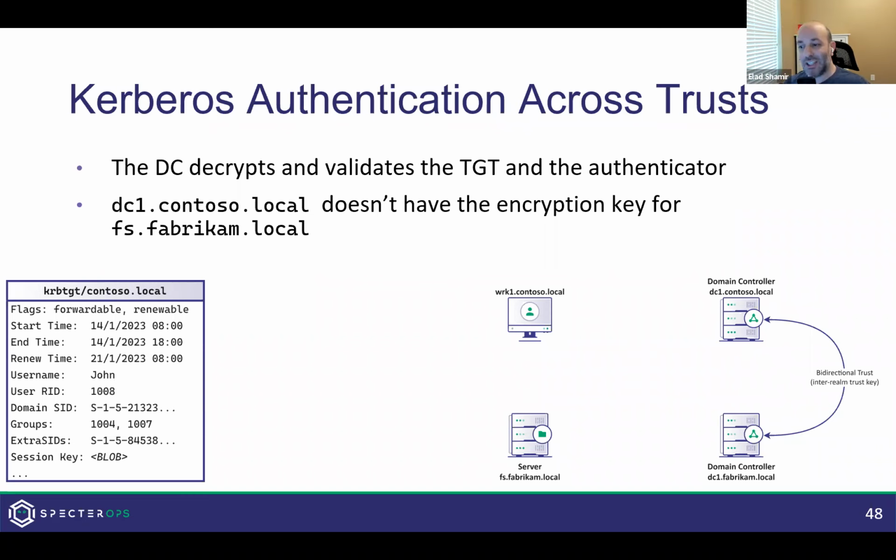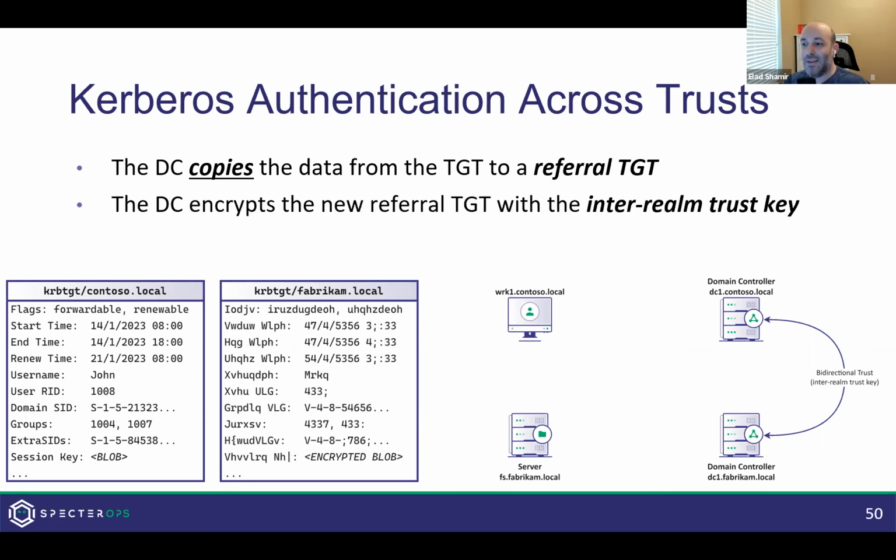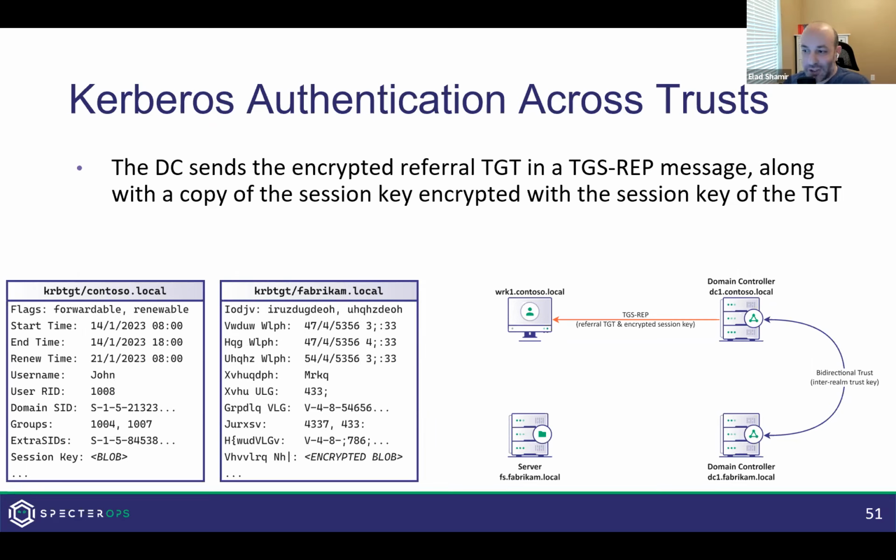If the DC could issue a service ticket to fs.fabricam.local, it would, but it doesn't have the encryption key for that service account because it is in a different domain. So instead, the DC creates a referral TGT for the user to the Fabricam domain by copying the information from the TGT to the new ticket. And the referral TGT is encrypted using the inter-realm trust key that the domains exchanged earlier. The referral TGT is returned to the user in a TGS-REP.